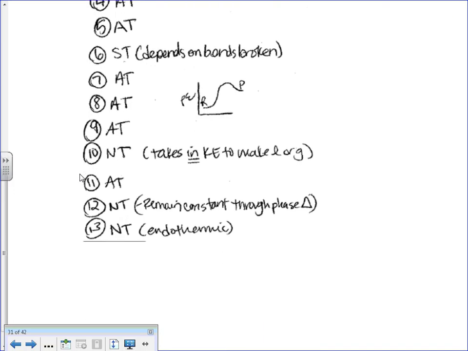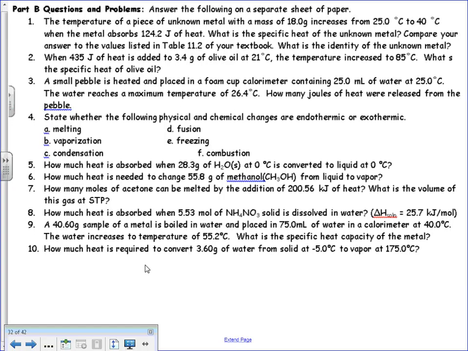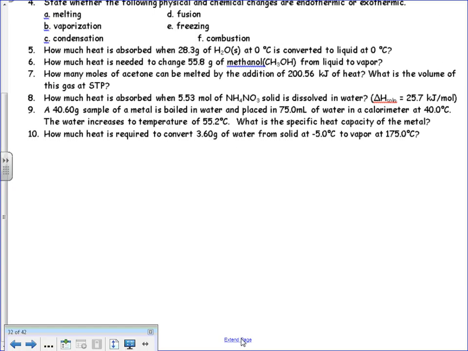It's good. Okay, let's start with number 10 from the problem's perspective. How much energy is required to convert 3.6 grams of water, so that's for mass, from negative 5 degrees solid to vapor at 175? So who can tell me, in 30 seconds or less, the process of setting this up?